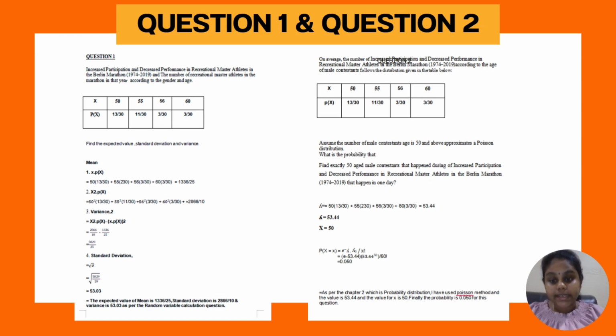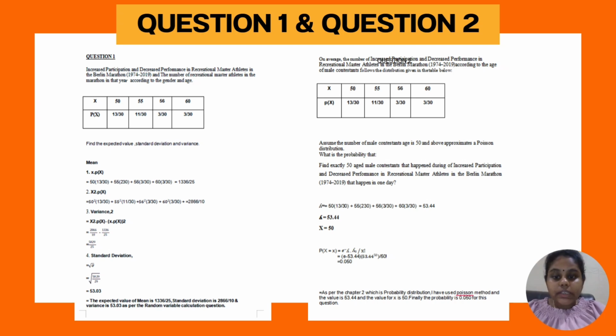And the last one is the standard deviation. We will use the formula, and our standard deviation will be 53.03. In conclusion, the expected value or mean is 1336 over 25, and the standard deviation is 2866 over 10, and the variance is 53.03 as per the random variable calculation question.